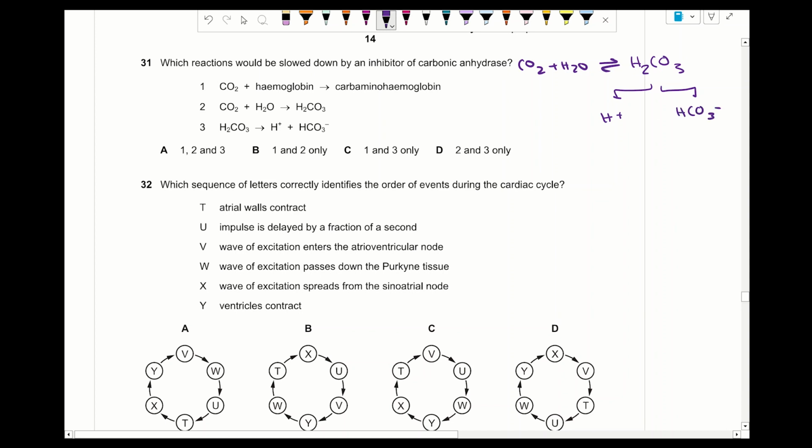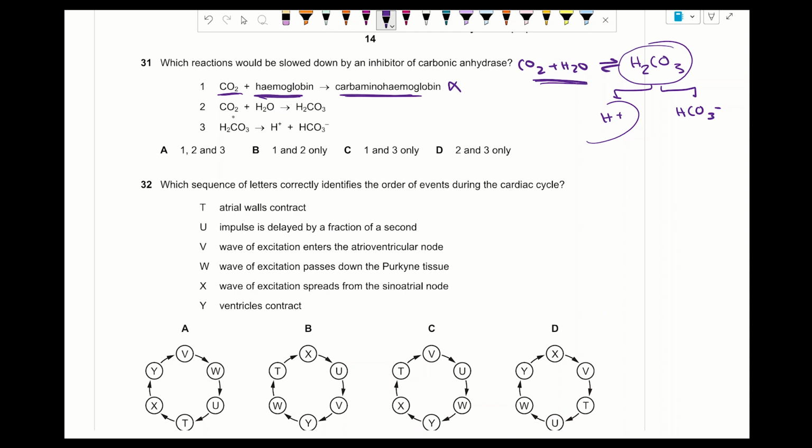Now, let's see the suggestions that we have here. 1. Carbon dioxide plus hemoglobin gives you carbaminohemoglobin. This is totally incorrect, since we just mentioned that carbonic anhydrase actually converts carbon dioxide to carbonic acid. Therefore, we would only be looking at the products such as carbonic acid, hydrogen ions, or bicarbonate. Therefore, this is totally incorrect. The process of carbon dioxide combining with hemoglobin does not require carbonic anhydrase, therefore it won't be slowed down.